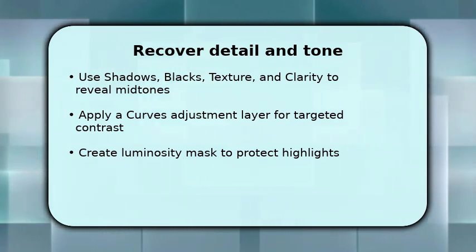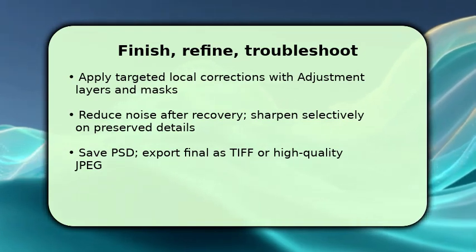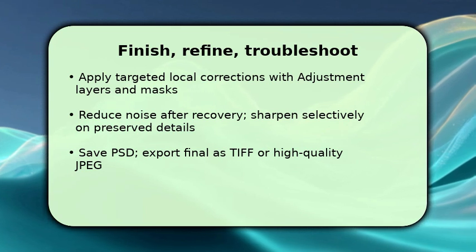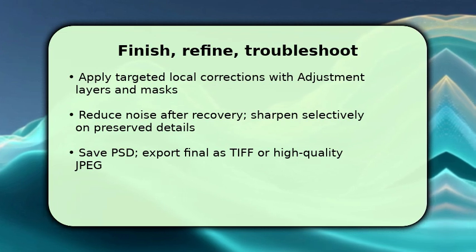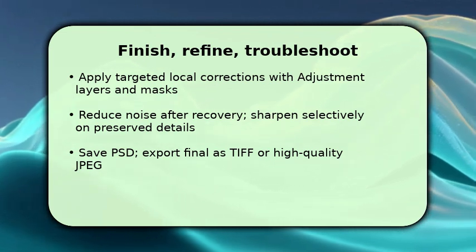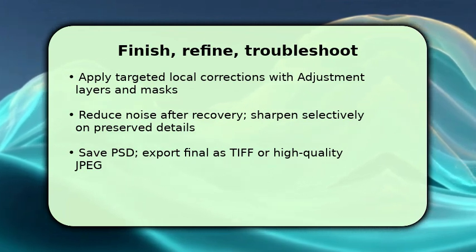You finish by addressing local problem areas with selective masking. Paint on levels or exposure adjustment layers to brighten shadows or soften hotspots, then run noise reduction only where recovery amplified grain. After denoising, apply a high-pass sharpening layer on luminosity blend for crisp detail without halos.